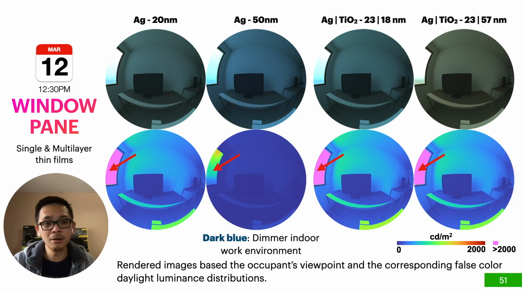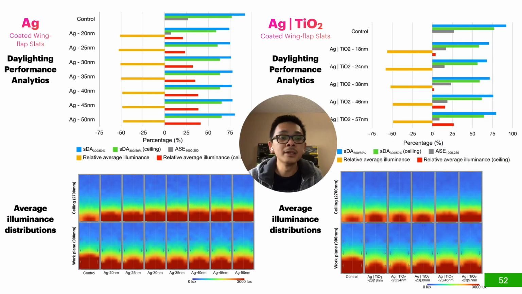What we can see over here is that with the addition of films, the glare experience is reduced, but for AG50, we see that there's a dark blue in the false colors. That indicates it's going to cause a darker room in the indoor space when working in that room.